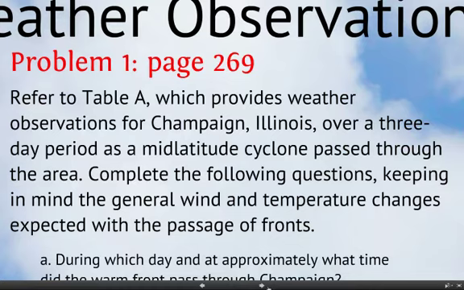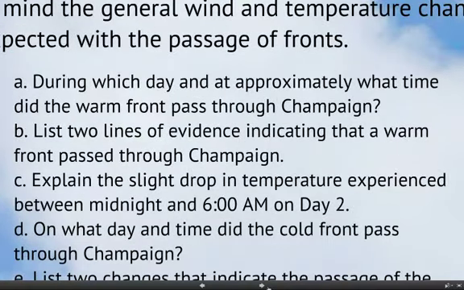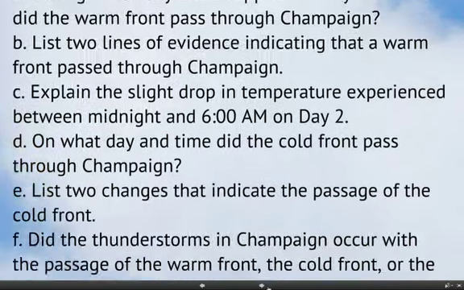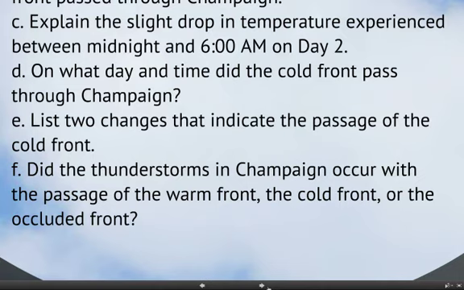You are then to answer the following questions, keeping in mind the general wind and temperature changes expected with the passage of fronts. The first 3 parts of the problem have you determine when a warm front passed through the area, explain why you determined that, and also explain why there was a slight dip in temperature even during the warm front. The last 3 parts of the problem have you determine when a cold front passed through the area and why you determined that.